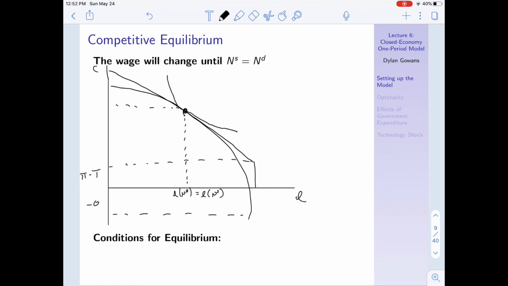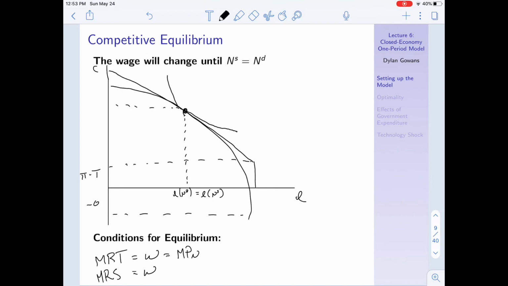Now, what does this mean for our conditions for equilibrium? We can see it graphically here. What is equal in this graph? Well, a few things, actually. So you'll notice that we have our conditions from before. That's that the marginal rate of transformation is equal to the wage, which is the same as the marginal product of labor. But notice also that we have that the marginal rate of substitution is equal to the wage. That comes from the consumer's problem.